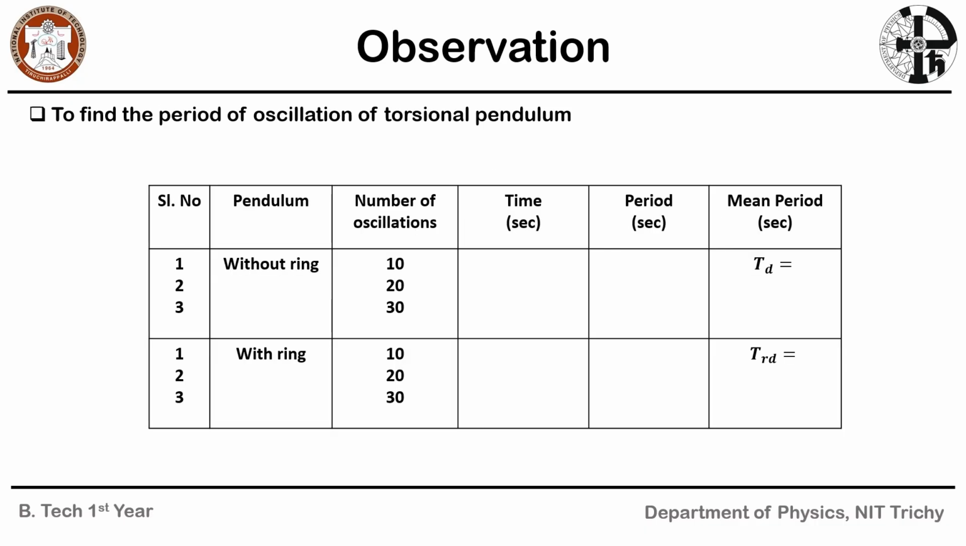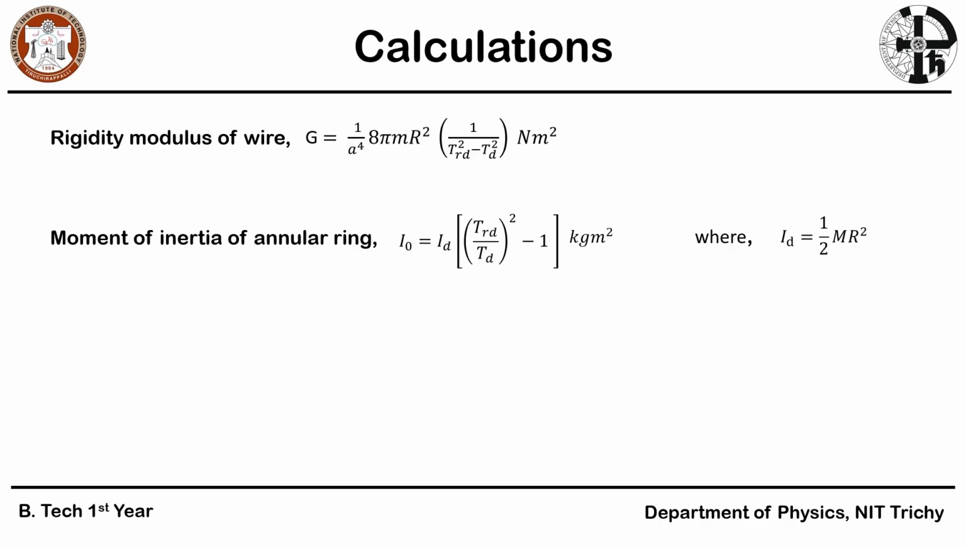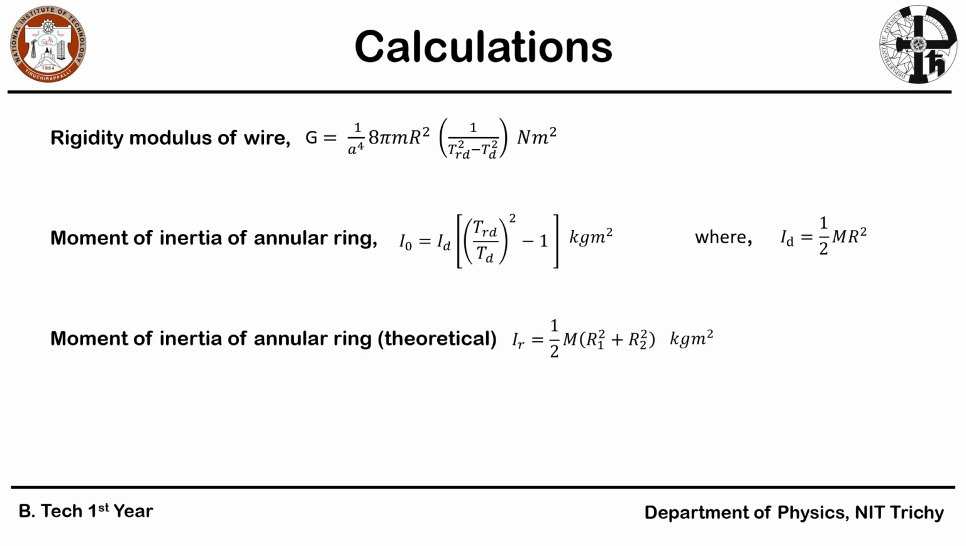This is the observation table for measuring the time periods. For the case of without ring, the mean time period is represented by TD. And for the case of with ring, it is represented by TRD. The rigidity modulus of wire will be calculated by using this formula. The moment of inertia of annular ring will be calculated by using this formula. The theoretical result of the moment of inertia of annular ring will be calculated by using this formula.